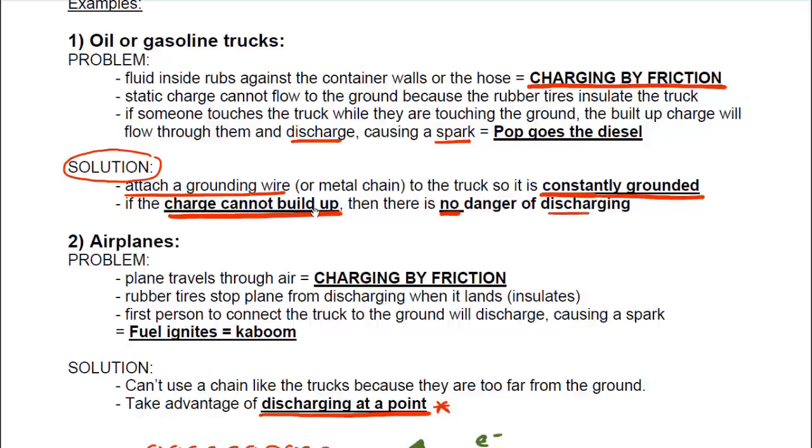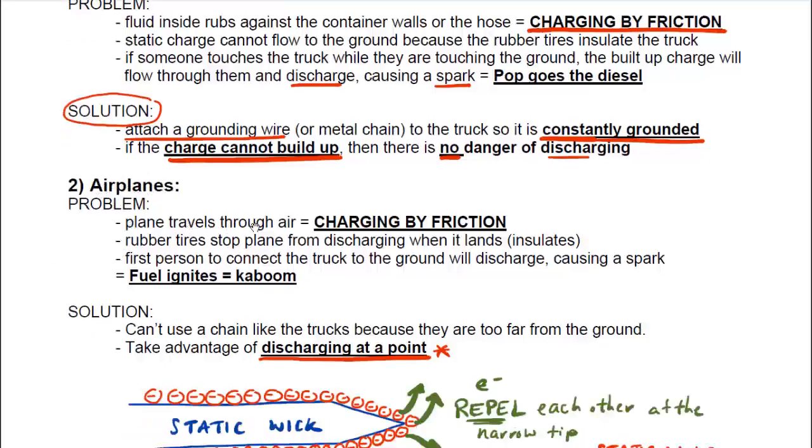If the charge can't build up, then there's no danger of a discharge. There'll be no spark, and you keep your gasoline truck and their driver safe. But obviously, we can't do that with an airplane. An airplane travels through air. There's a lot of different materials that are different from what the plane is made of. That's going to do some charging by friction.